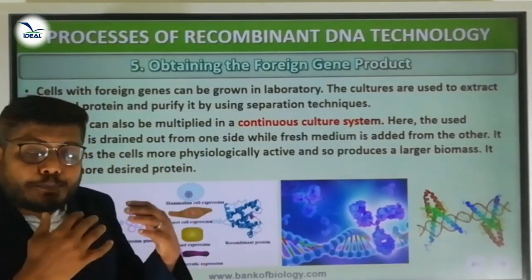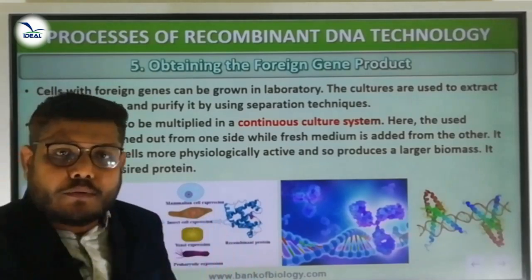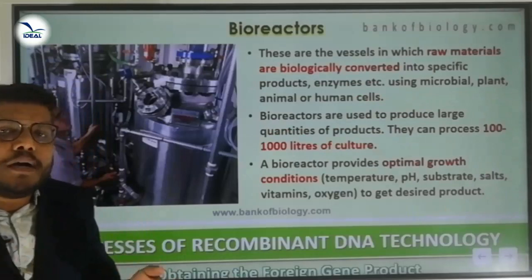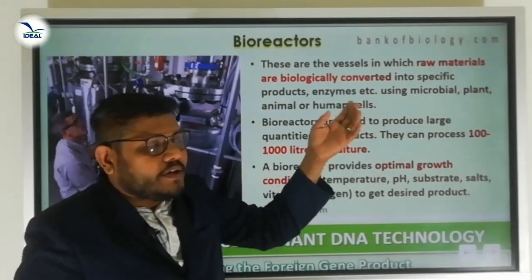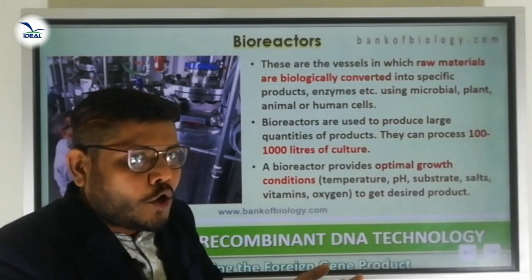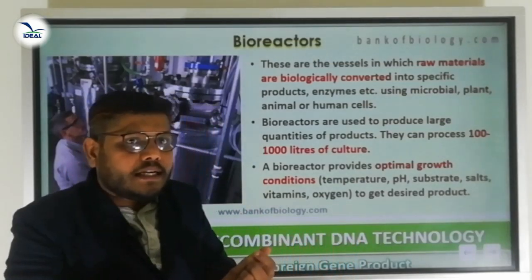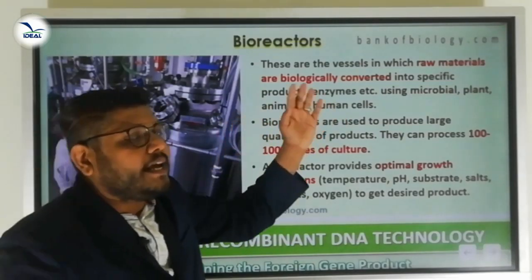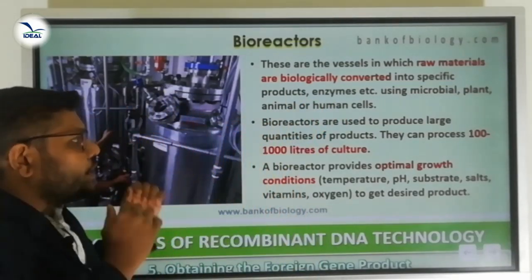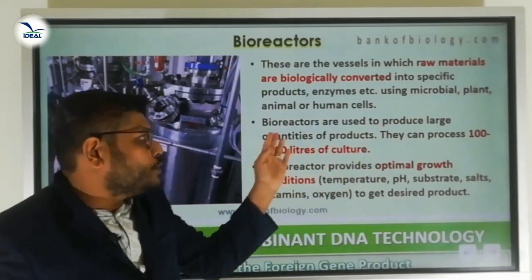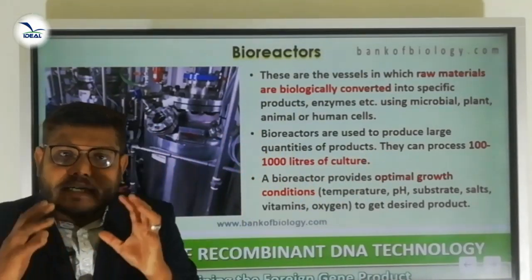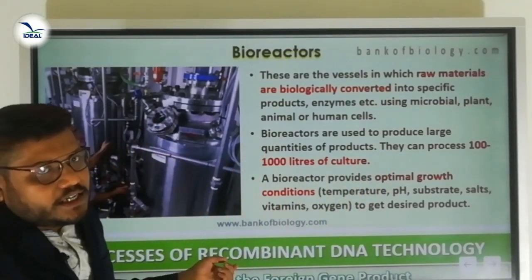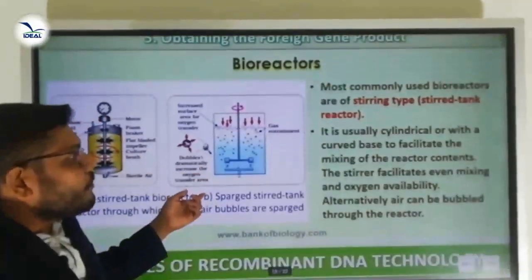For obtaining this product in large quantities, we are using one of the devices called a bioreactor. What is a bioreactor? These are the vessels in which the raw materials like microbes, plant cells, animal cells are biologically converted into specific products and enzymes. It is also used to produce large quantities of product. For getting the desirable product, the bioreactor provides the optimal growth condition. Is it clear?